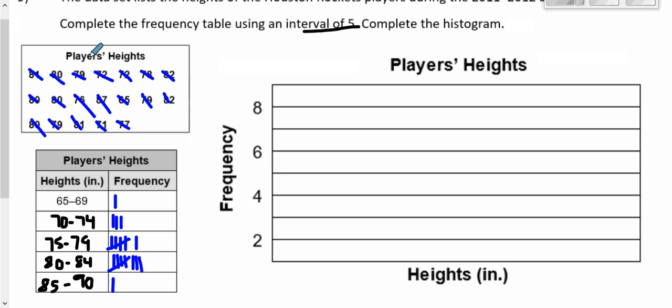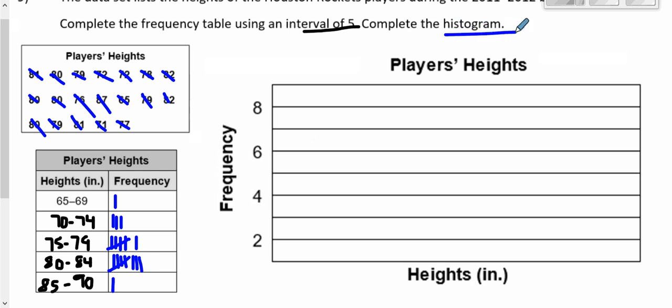Okay. So just double check. I have 1, 2, 3, 4, 5, 6, 7, 8, 9, 10, 11, 12, 13, 14, 15, 16, 17, 18, 19 data points. Here I have 1, 2, 3, 4. 4 plus 5 is 9, 10, 15, 16, 17, 18, 19. Perfect. Okay. So now I can complete my histogram.